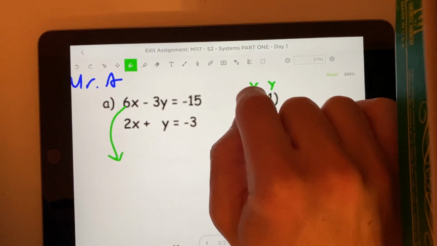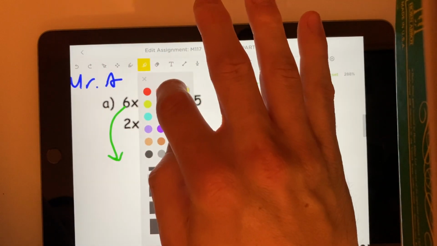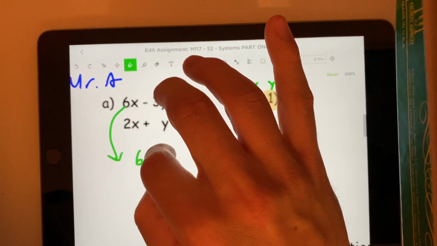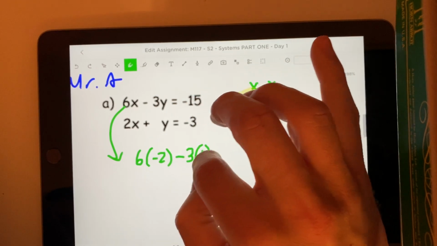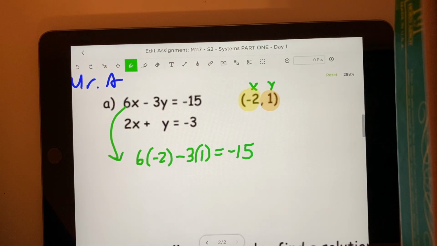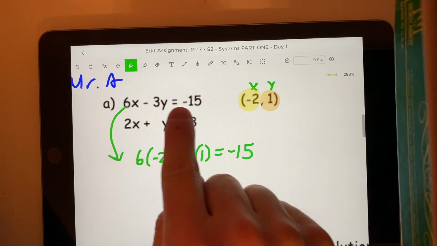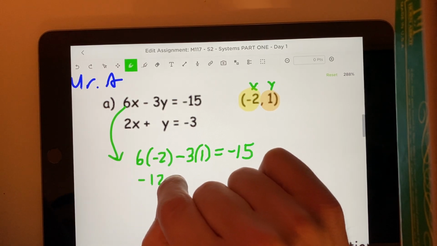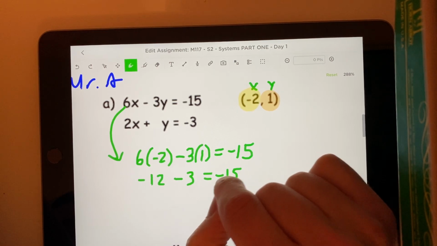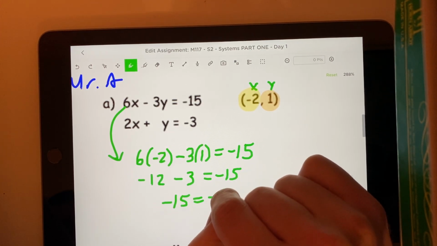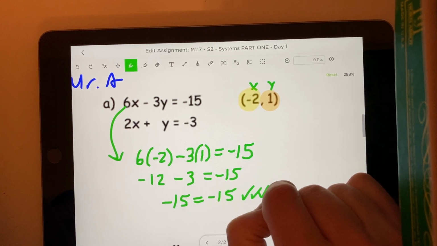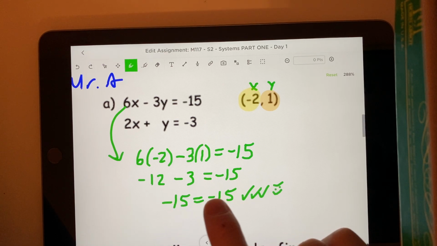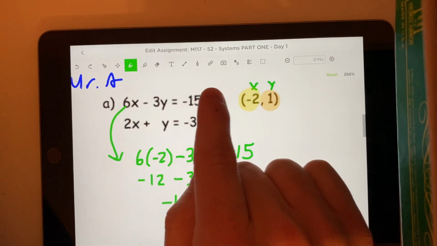So if I put x is this and y is this, and I put those in the equation, I would get 6 times -2 minus 3 times 1 equals -15. And we're going to see if this is a true statement. But look, I just put -2 in for x, 1 in for y. So this becomes -12 minus 3 equals -15. And you get -15 equals -15. That's amazing. What that tells you, since this is a true statement, -15 does equal -15, this point is on this line.